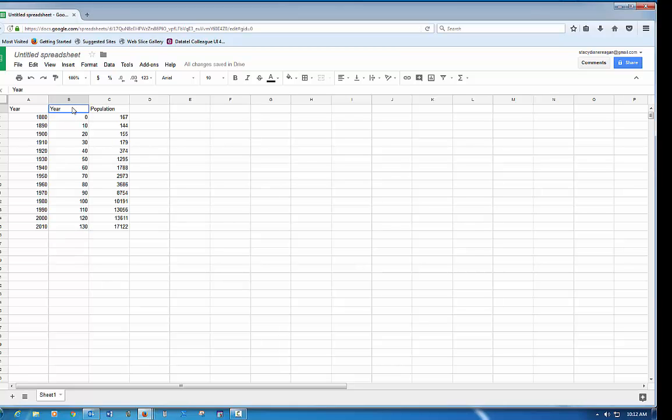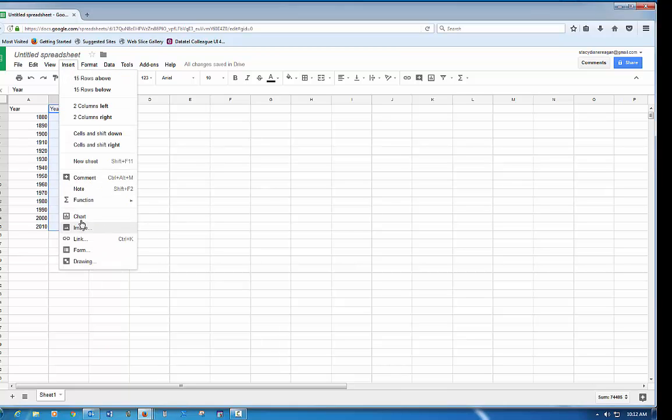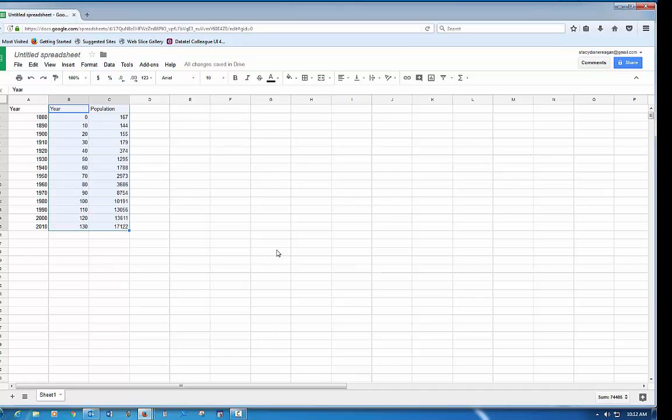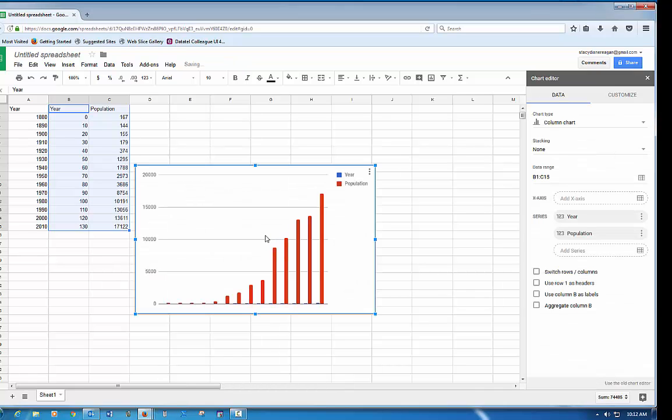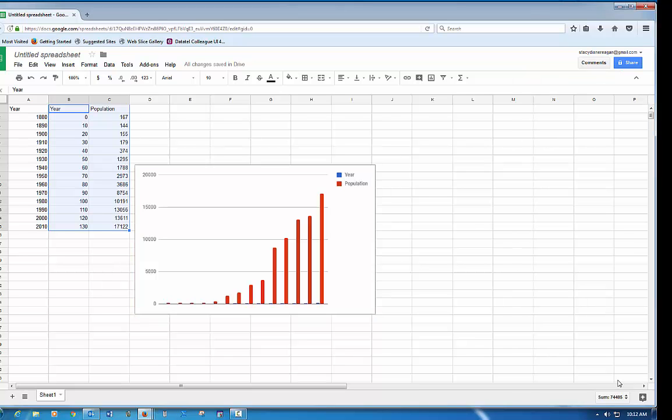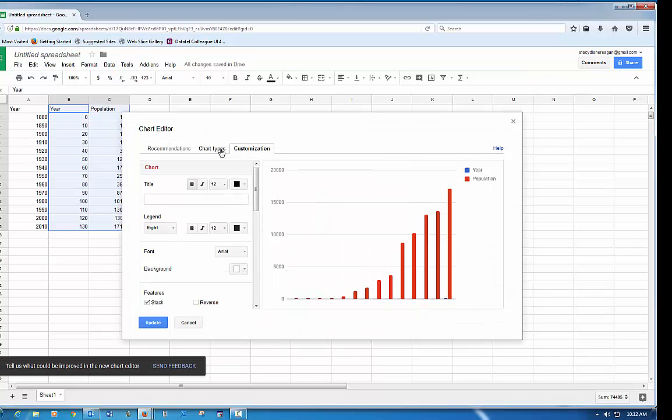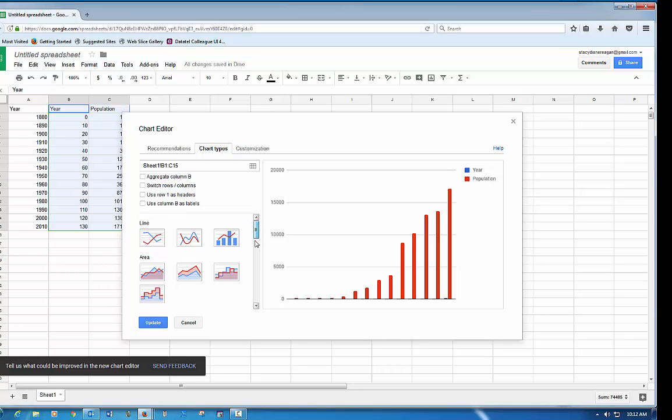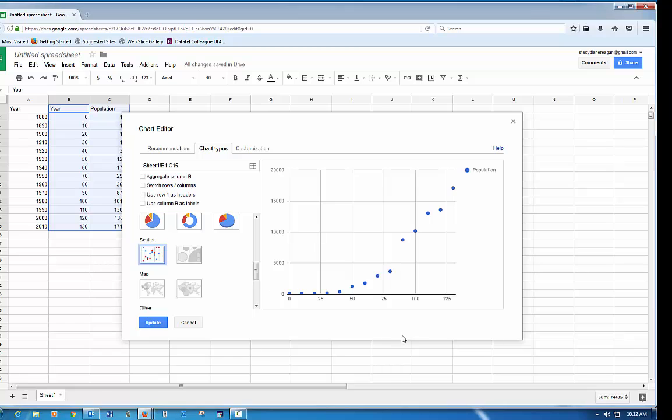So I'm going to copy it. I'm going to highlight what I have, and hit insert chart. We're going to do this the same way we did before. Remember that we wanted to use the old chart editor, and I'm going to go over here to chart types and say scatter plot. I'm still going to look at that, and I want to see if that looks like a line. To me, this part looks like a line, but this is a curve.